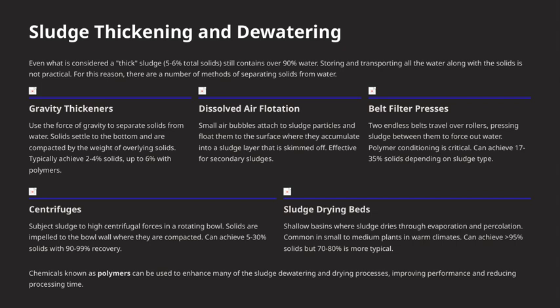Then we have belt filter presses. Think of two endless belts moving over rollers. These belts press the sludge between them, squeezing out the water. For this process to be most effective, polymer conditioning is essential. Depending on the sludge type, this method can achieve solids content between 17 and 35%.